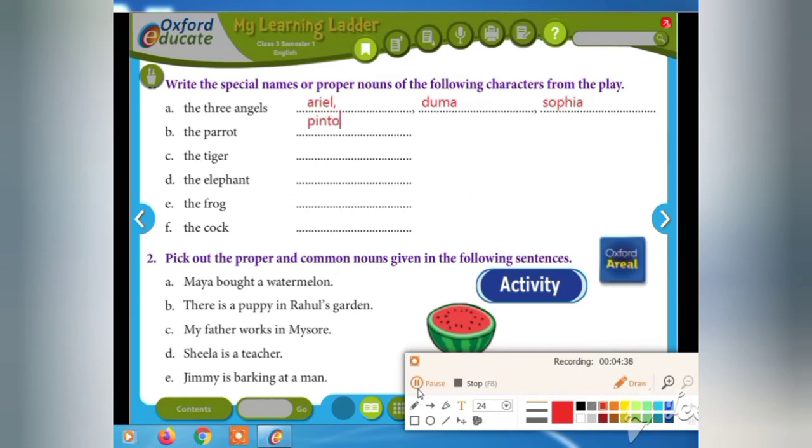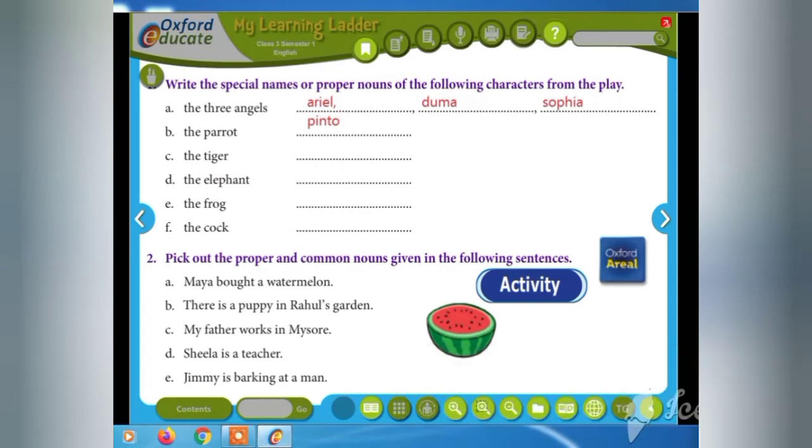Pinto, right? Yes. So this is what you have to write, the remaining areas. Okay. So we have to complete C, D, E and F. I have given you just the clue. Okay. So this is how you have to fill this area.